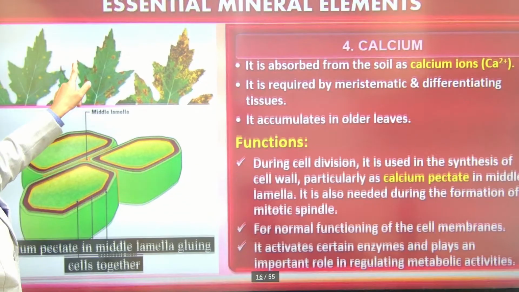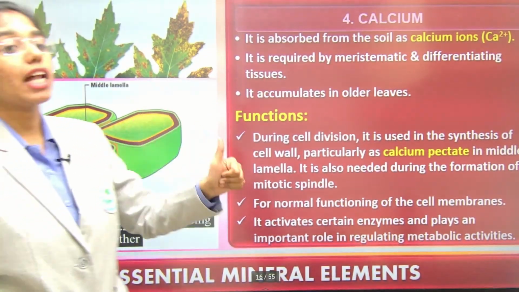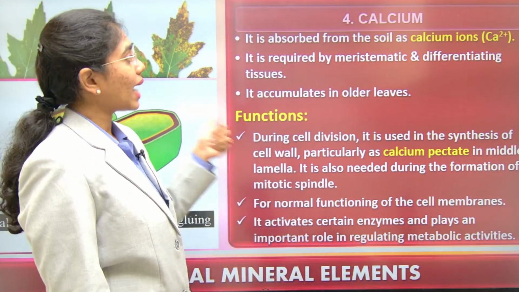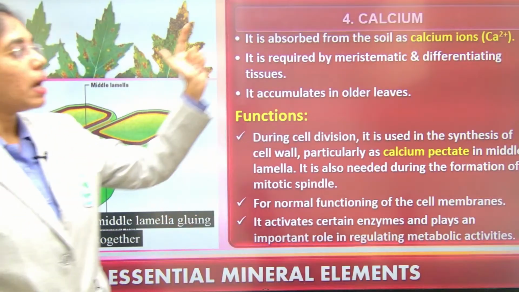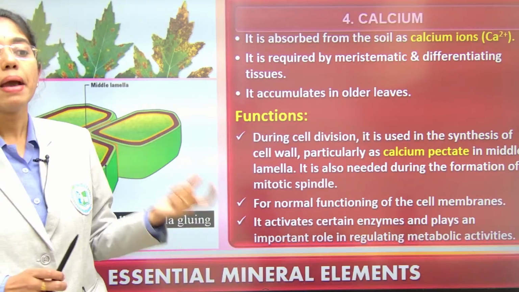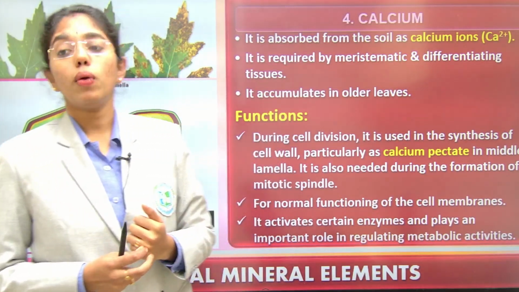Next is calcium. Calcium is absorbed from the soil as calcium ions. It is required by meristematic and differentiating tissues. It accumulates in the older leaves.